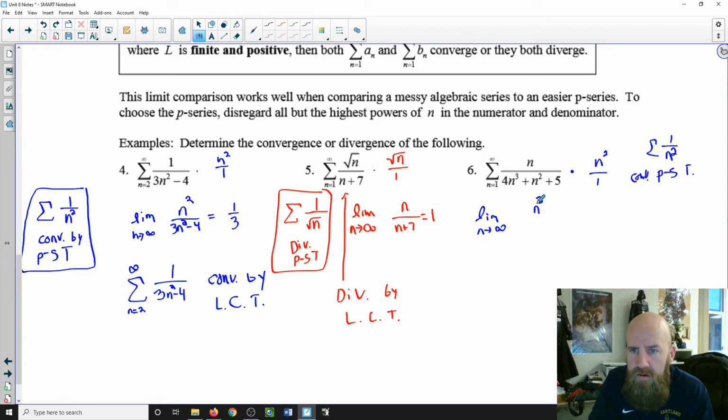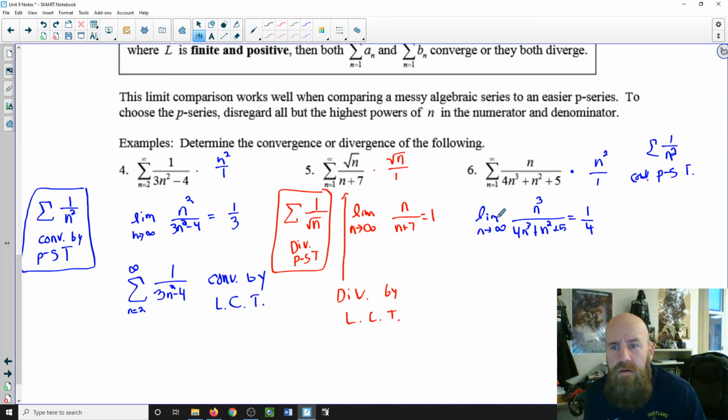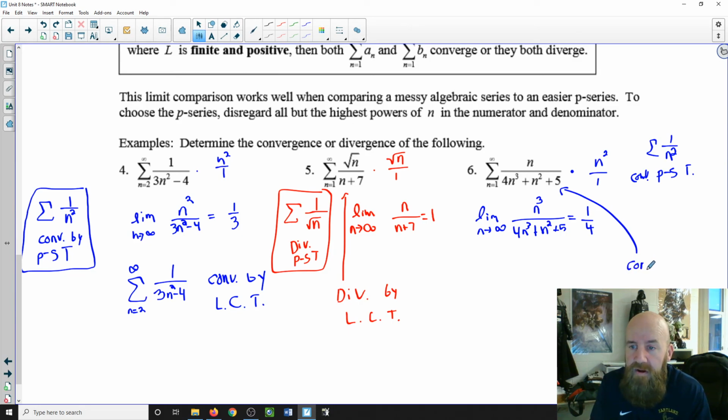If we run the limit as n approaches infinity of n cubed divided by 4n cubed plus n squared plus 5, that limit would end up being 1/4, which again is a finite positive value. So that causes this series to converge by limit comparison.